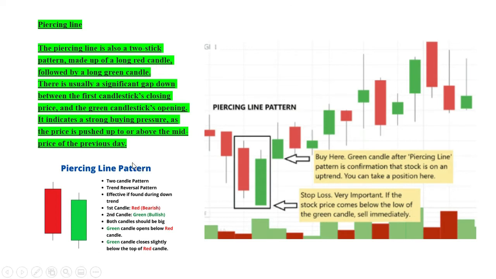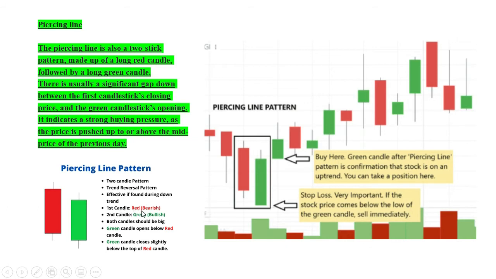So now what does that mean? It sounds a little confusing, right? So let's look right here at the piercing line. It's a two candles pattern, right? 1, 2. And it's a trend reversal pattern. So this forms usually at a downtrend, right? We're not only going to see it at a downtrend, but that's where it holds the most significant value, right? So it's effective if found during a downtrend.